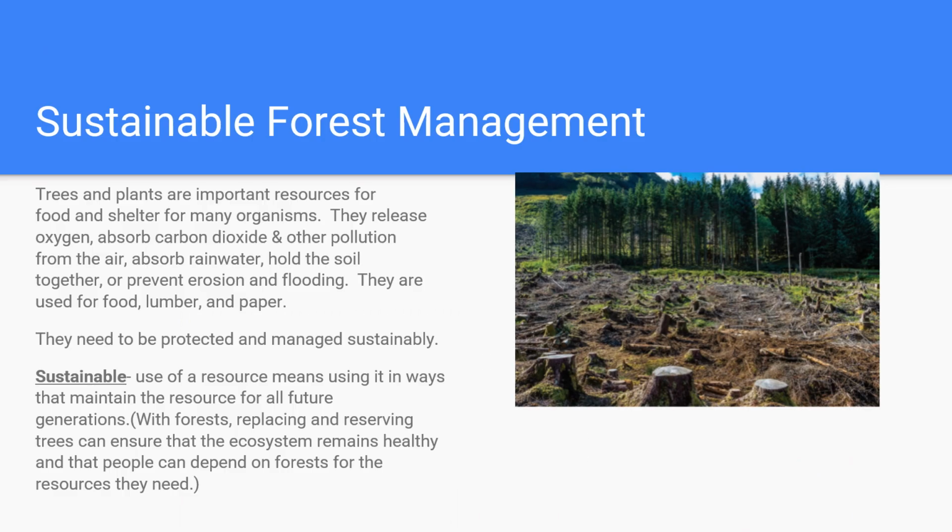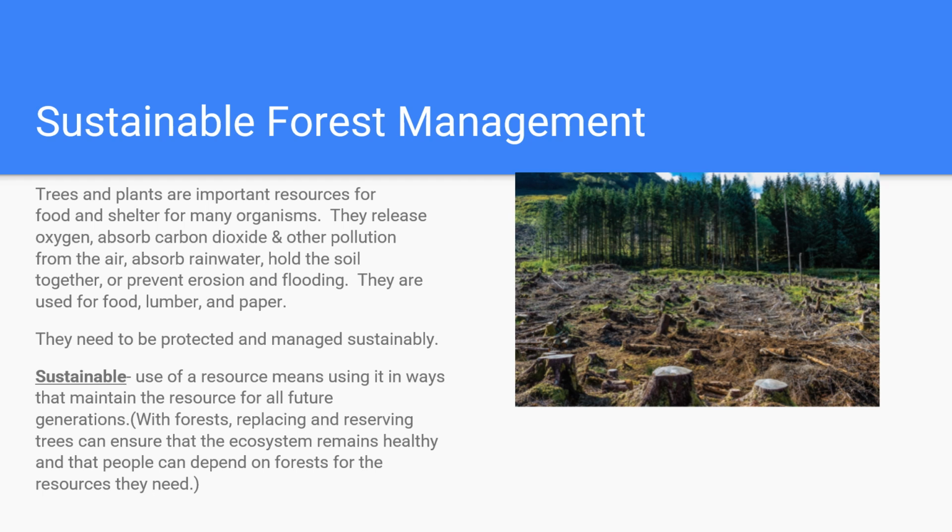Sustainable forest management. Trees and plants are important resources for food and shelter for many organisms. They release oxygen, absorb carbon dioxide and other pollution from the air. They absorb rainwater, hold the soil together, and prevent erosion and flooding. They are used for food, lumber, and paper. They need to be protected and managed sustainably.